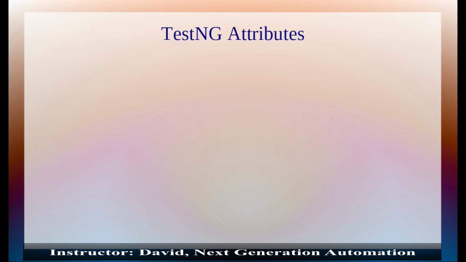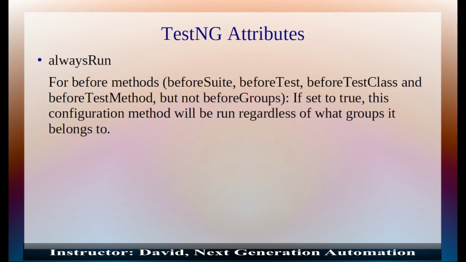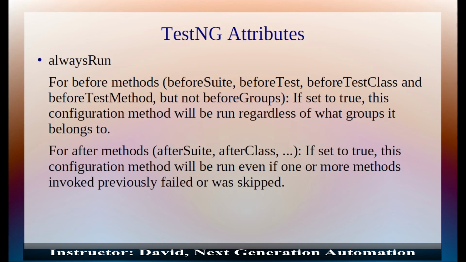First TestNG attribute is alwaysRun. For before methods, if the alwaysRun attribute is set to true, this configuration method will be run regardless of what groups it belongs to. And for after methods, if the alwaysRun attribute is set to true, this configuration method will be run, even if one or more methods invoked previously failed or was skipped.